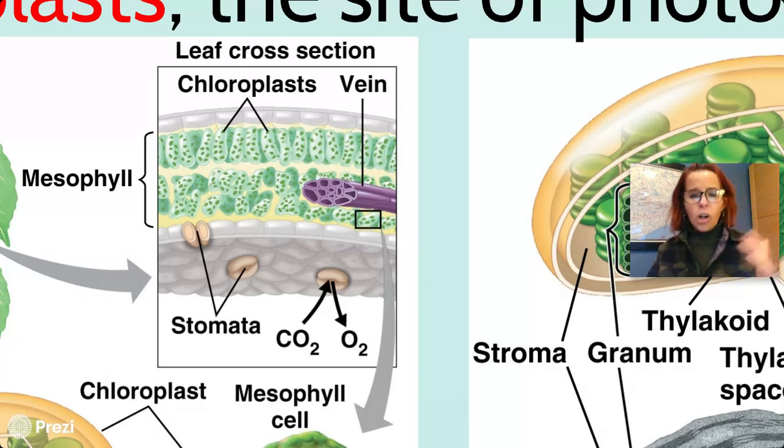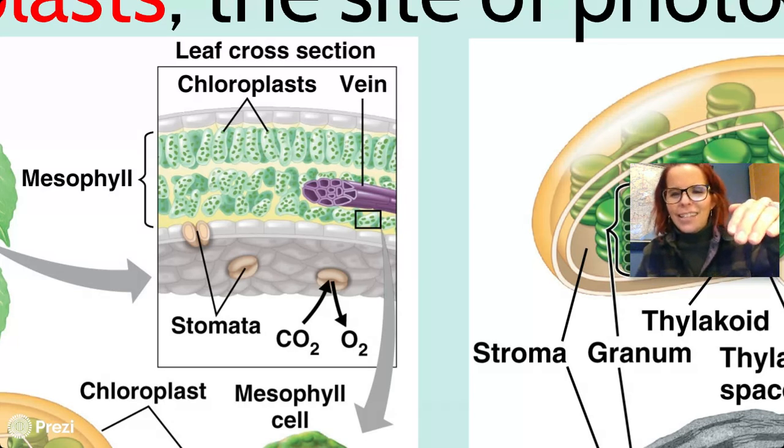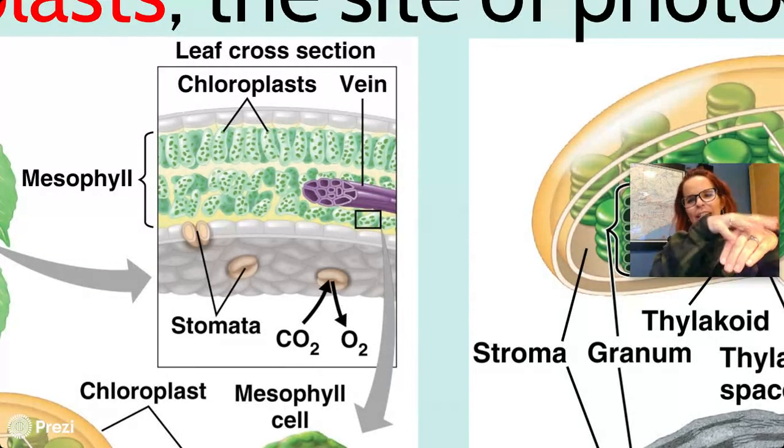The stomata also, interestingly, are located on the bottom side of the leaf because that's more shaded. So the sun is beating down on the top of the leaf, and the bottom of the leaf, you can imagine, is shaded more. So that's the cooler side of the leaf. So less water is going to evaporate out of the cooler side of the leaf. So that's why the stomata are located on the bottom.